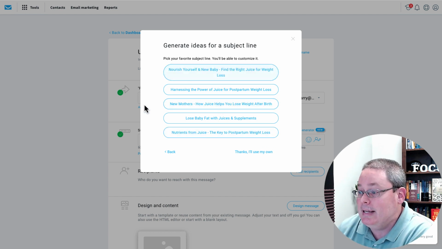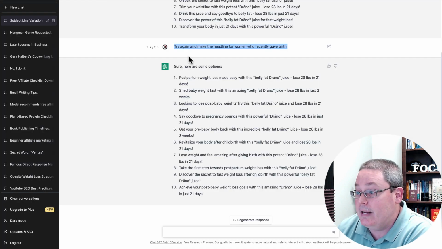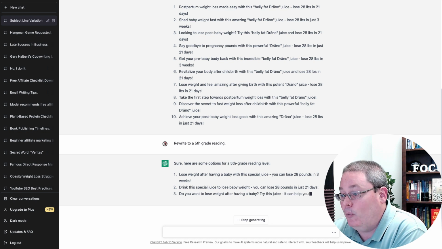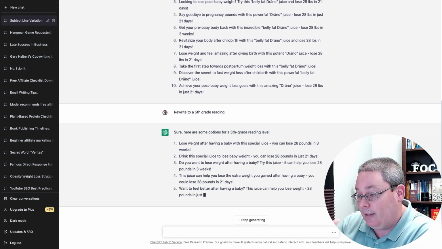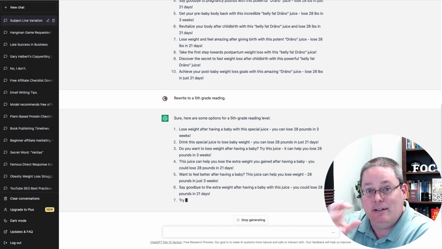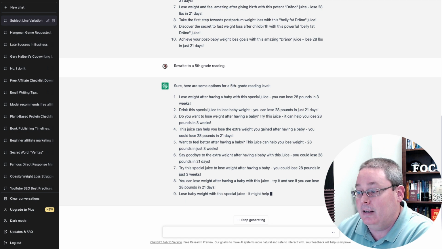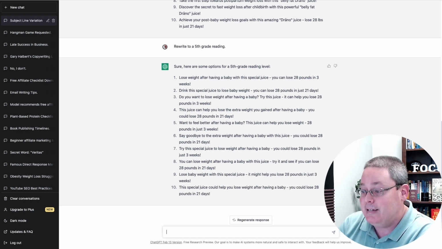Again, you only get the ability to generate these ideas based upon the keywords and the type of business you have, where here I could again feed this different input. For example, rewrite to a 5th grade level. So at this point, it's going to change up some of the words. It's going to change up the language, the way it creates the sentences or the structure, and it's going to base it on the concept or the idea that it's presenting it to a 5th grade reading level, or making it very easy to read.